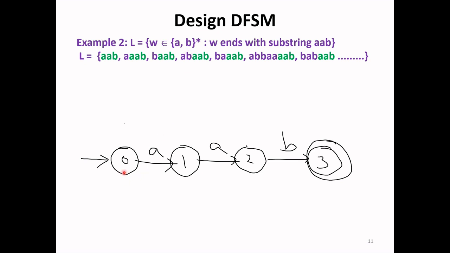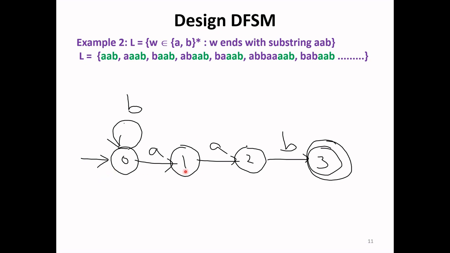So let us start with initial state 0. We have one compulsory transition for A. What about B? Can I take a self loop? Check. Is it possible for me to take a self loop for B? Yes. What it states is, if I take a self loop before AAB, I can have any number of B's. This self loop does not violate this language.